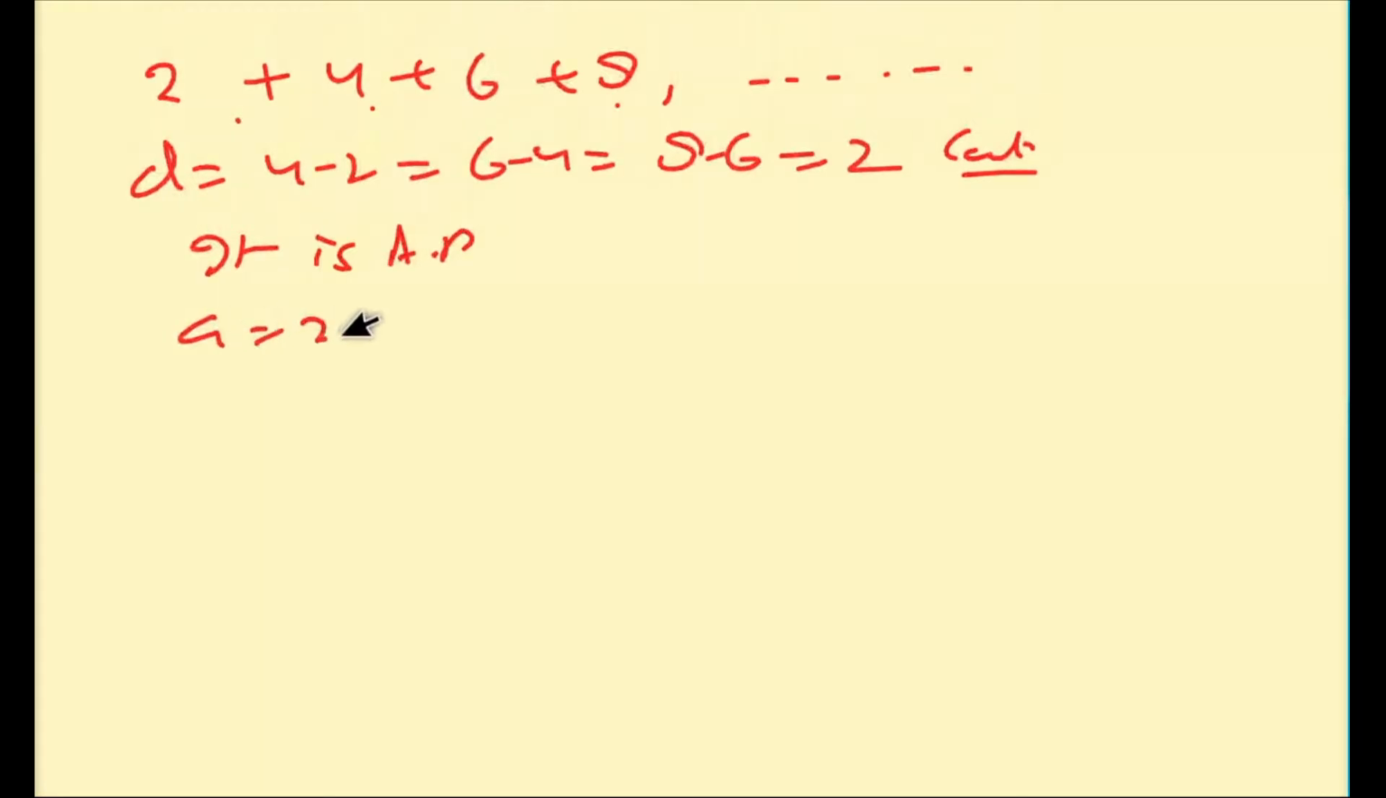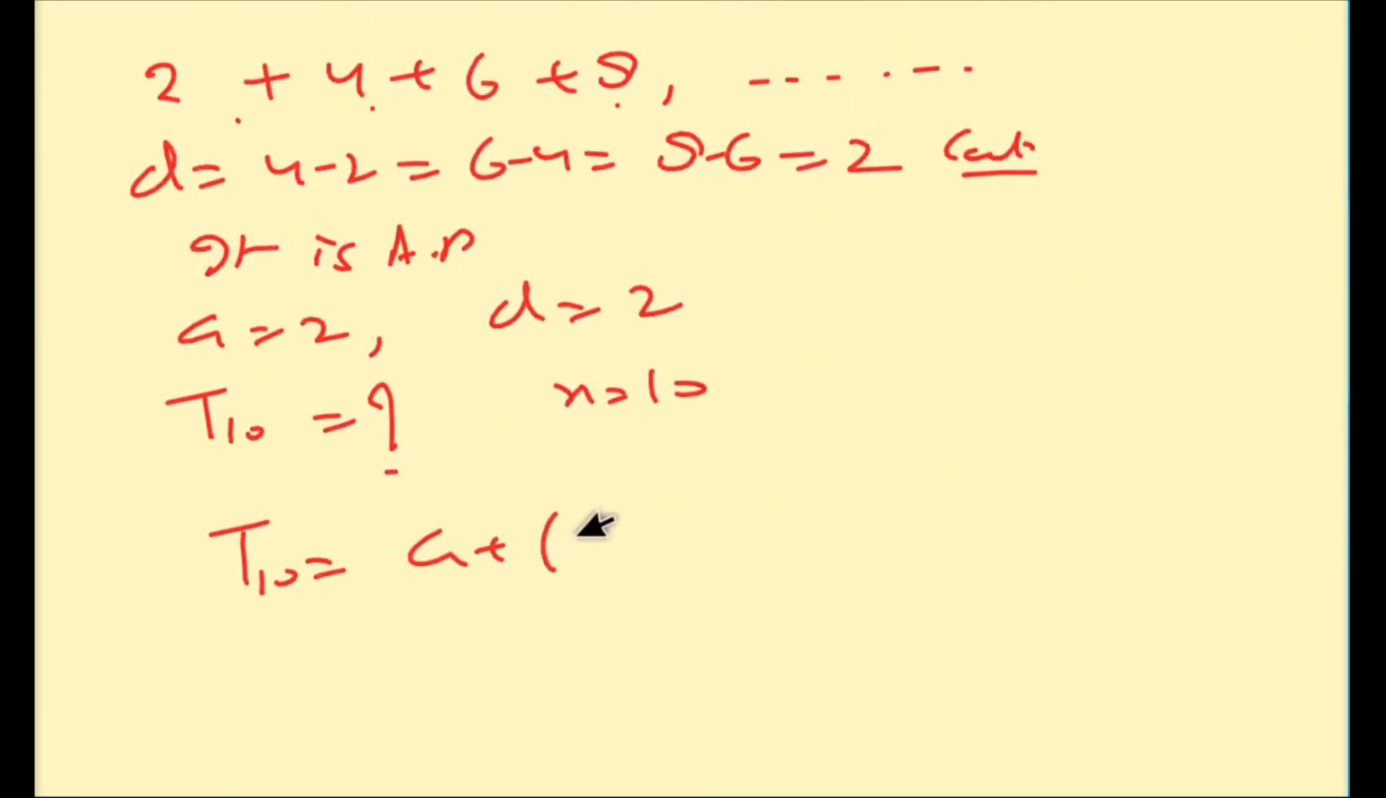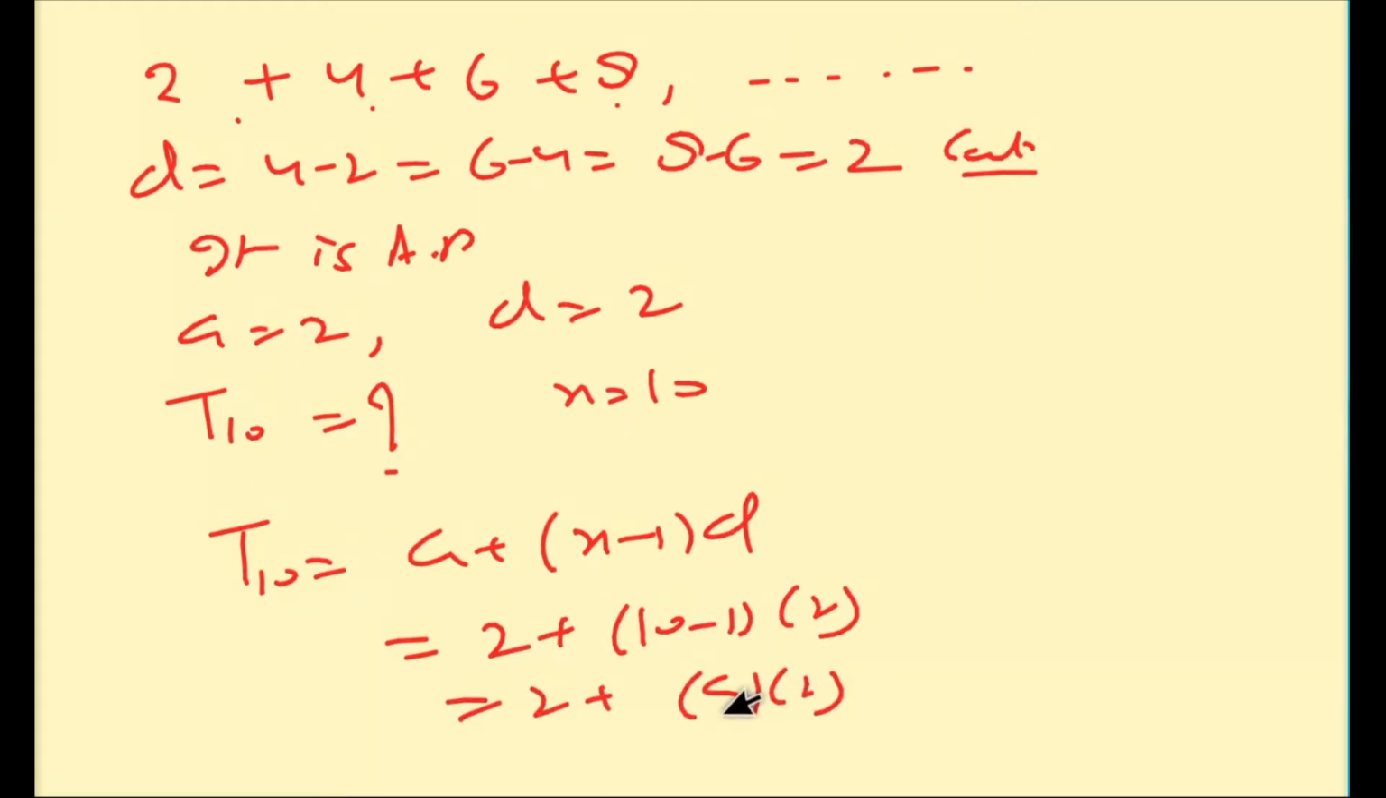So A equal to 2, D equal to 2. Now we want to find the 10th term, so n equal to 10. We can find the 10th term this way: A plus (n minus 1)D. A is 2, so 2 plus (10 minus 1) into 2, that is 2 plus 9 into 2. So we get 2 plus 18 equal to 20. This will be your answer. Okay, this way you can use this formula.